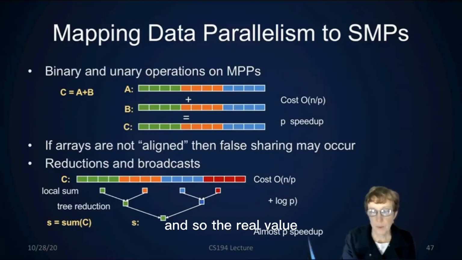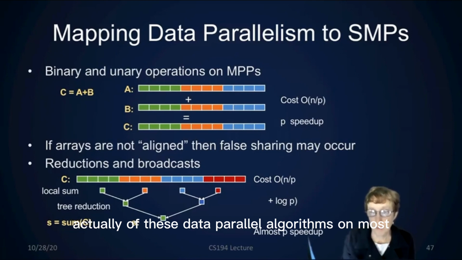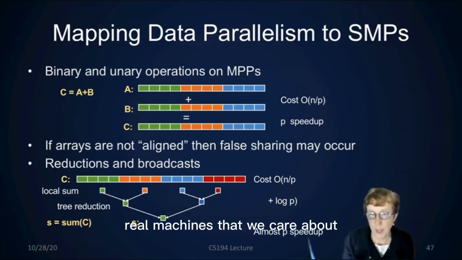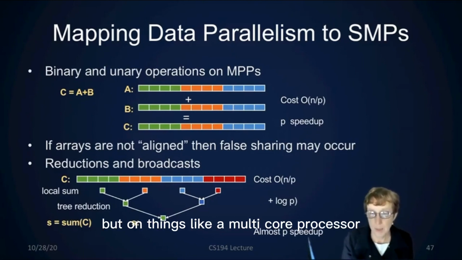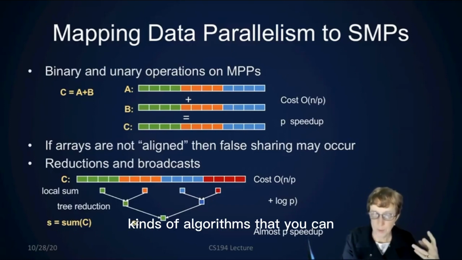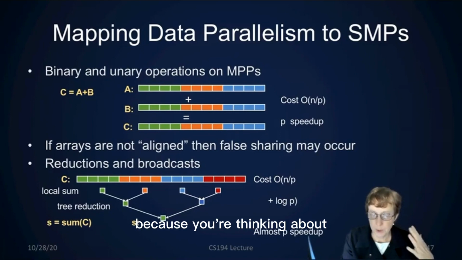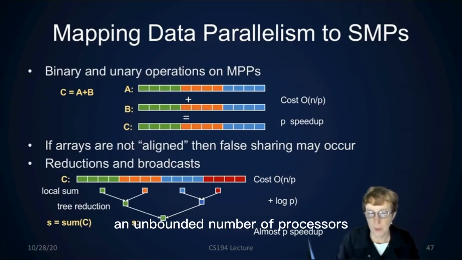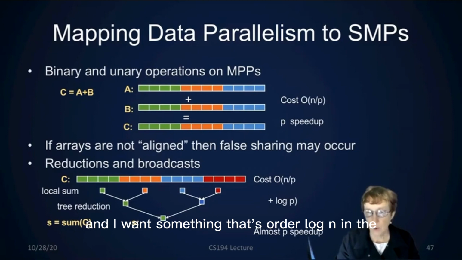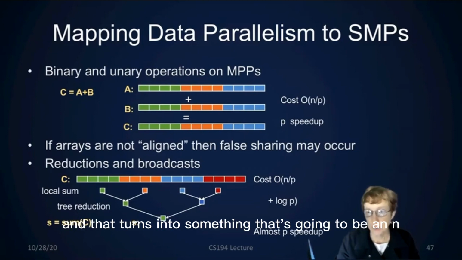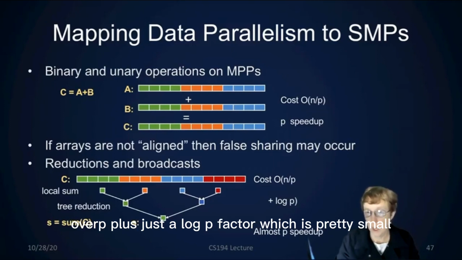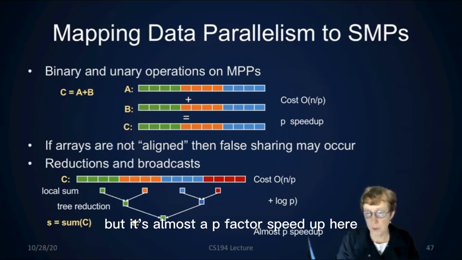And so the real value of these data parallel algorithms on most real machines that we care about, even GPUs don't have an unbounded number of processors or free communication, but on things like a multi-core processor, you care about these kinds of algorithms because you're thinking, what would I do if I had an unbounded number of processors and I want something that's order log n in the parallel scan time in that idealized machine. That turns into something that's n over p plus just a log p factor, which is pretty small, right? So it's almost a p factor speed up here.